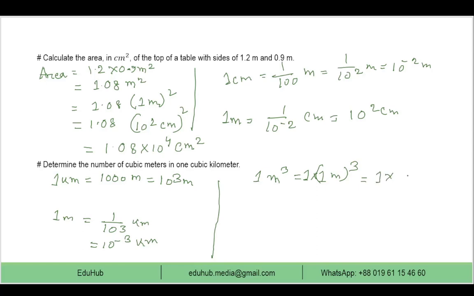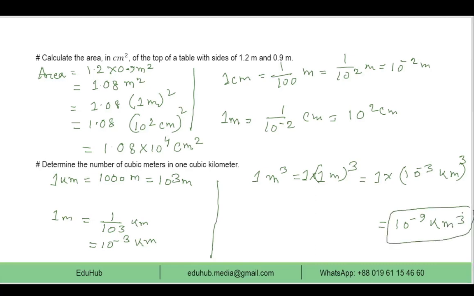1 meter means 10 to the power minus 3 kilometer, whole cube. That means it is 10 to the power minus 9 kilometer cube. So we can express 1 meter cube in kilometer cube, which is 10 to the power minus 9 times kilometer cube.